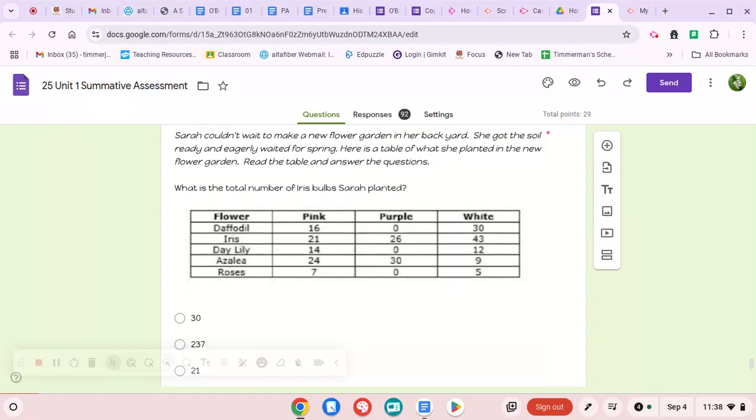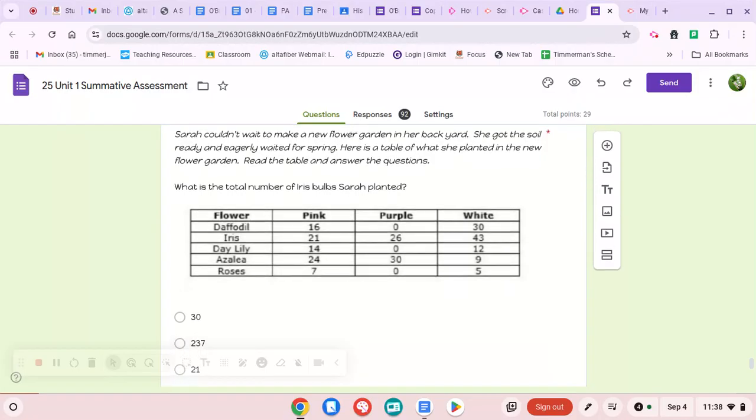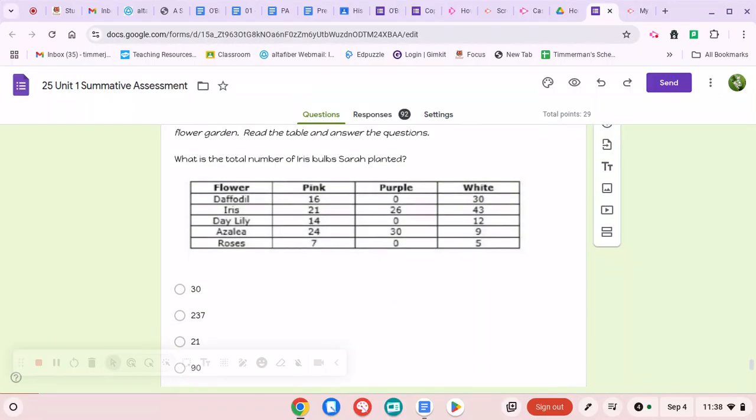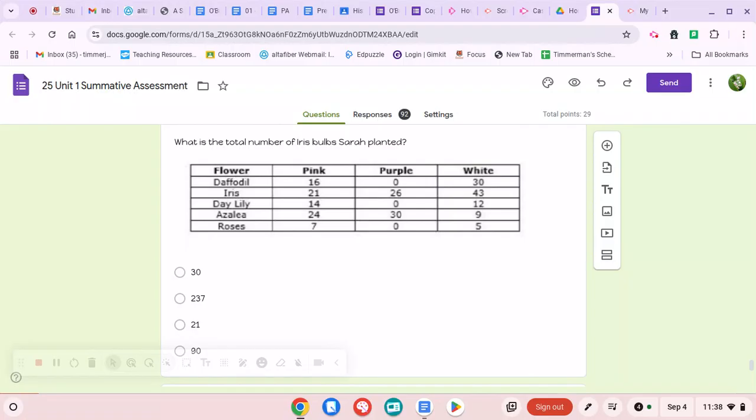Sarah couldn't wait to make a new flower garden in her backyard. She got the soil ready and eagerly waited for spring. Here is a table of what she planted in the new flower garden. Read the table and answer the questions. What is the total number of iris bulbs Sarah planted? 30, 237, 21, or 90?